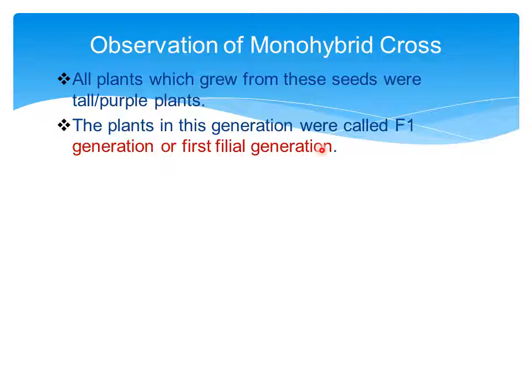And if you are taking the purple flower and the white flower, as in the diagram we have seen, we will say that all the plants growing in that generation had purple flowers. So all were having purple flowers, and all are called the F1 generation, the first filial generation.